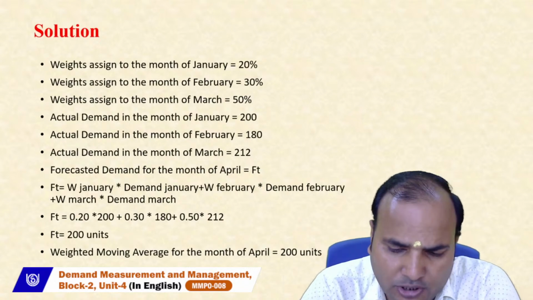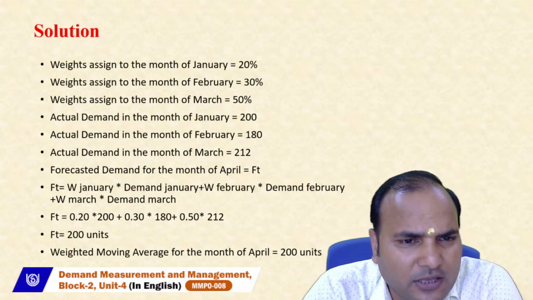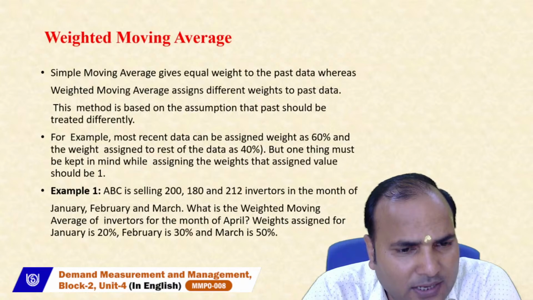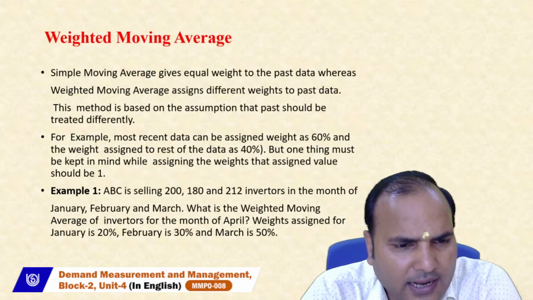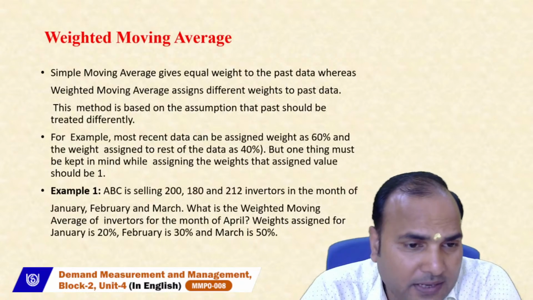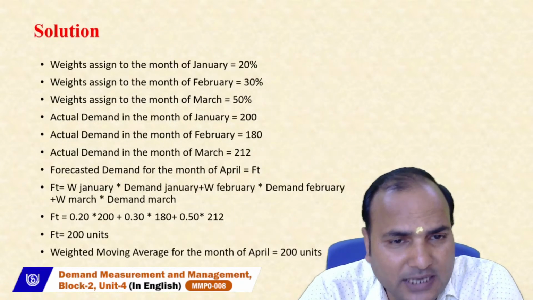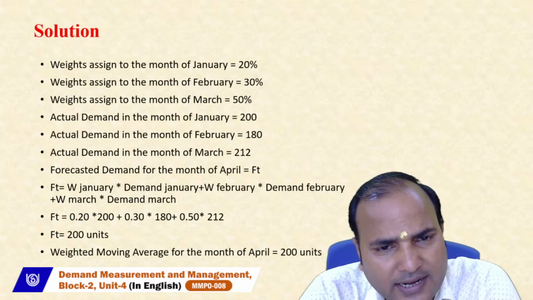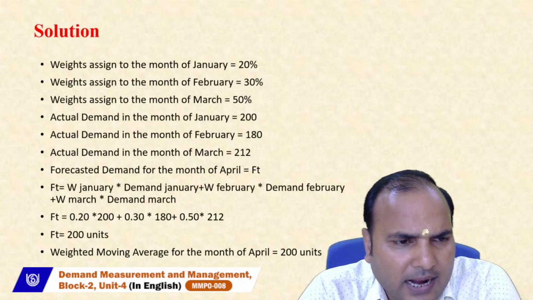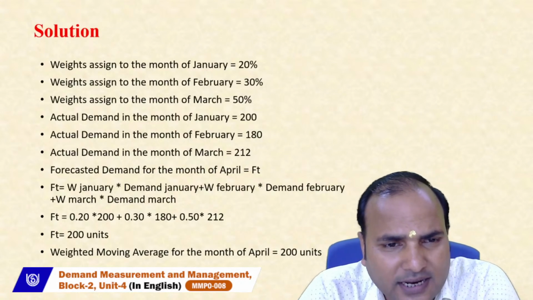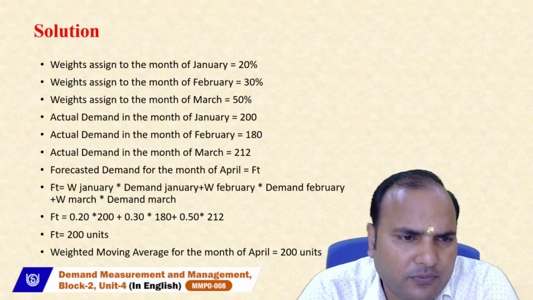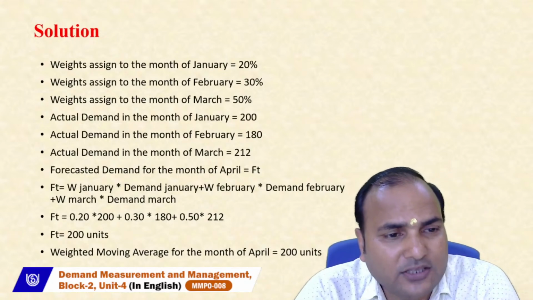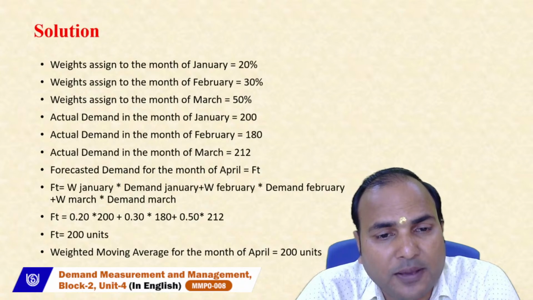The actual demand in the month of January is 200. Please see the question: ABC is selling 200 in the month of January, in February it is 180 and in March it is 212. So the actual demand in January is 200, in February it is 180, and in March it is 212. Already in the question it is available. So now what is the forecasted demand for the month of April?